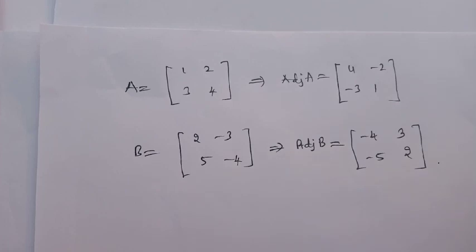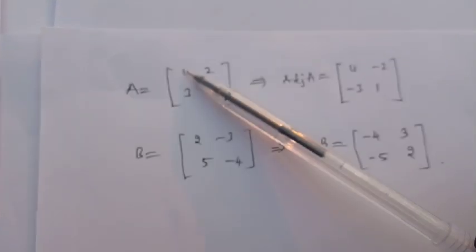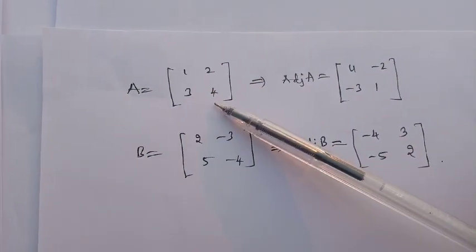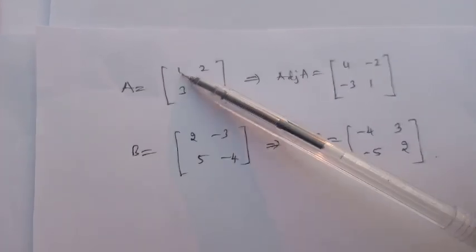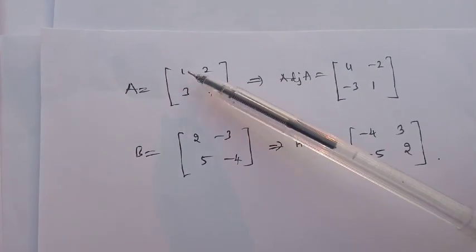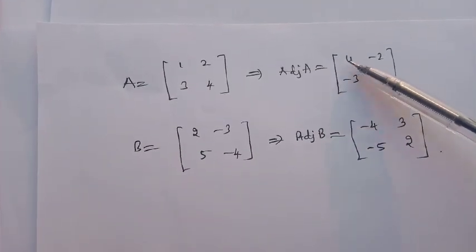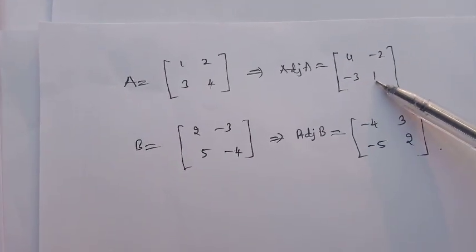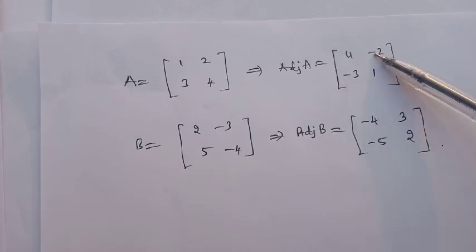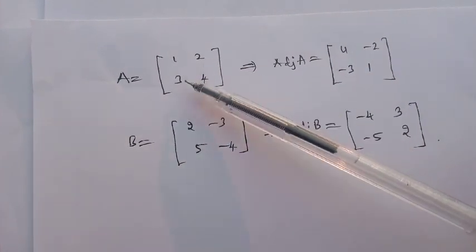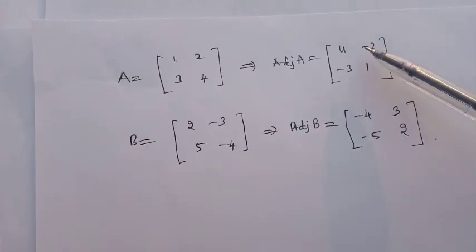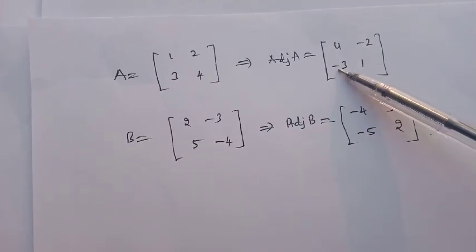Coming to understand with the examples, A is given as the matrix [1, 2; 3, 4]. Now we require adjoint of A. In adjoint of A, 1 and 4 are interchanged. So 4 will come here, 1 will come here. Change the sign for these two elements. So 2 and 3 are there, keep it -2 and -3.